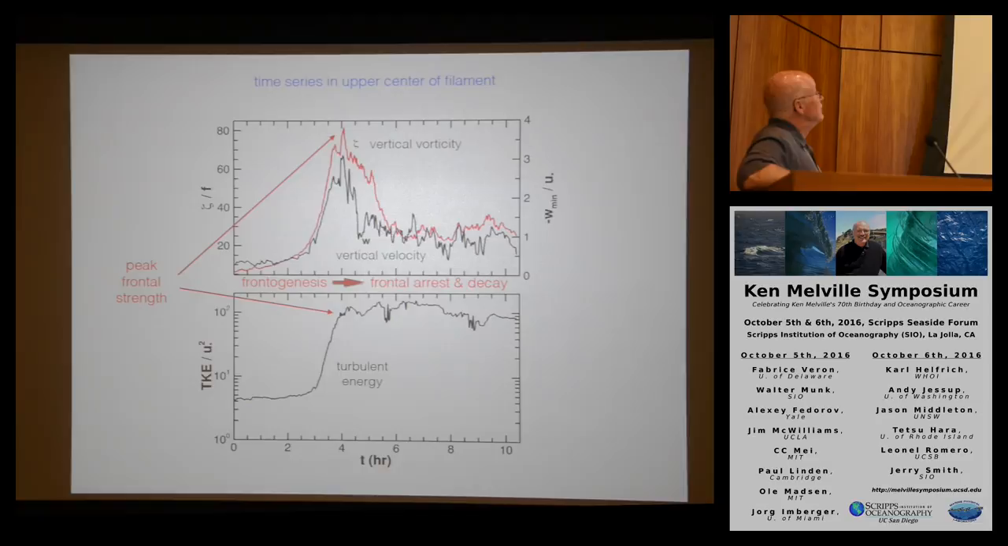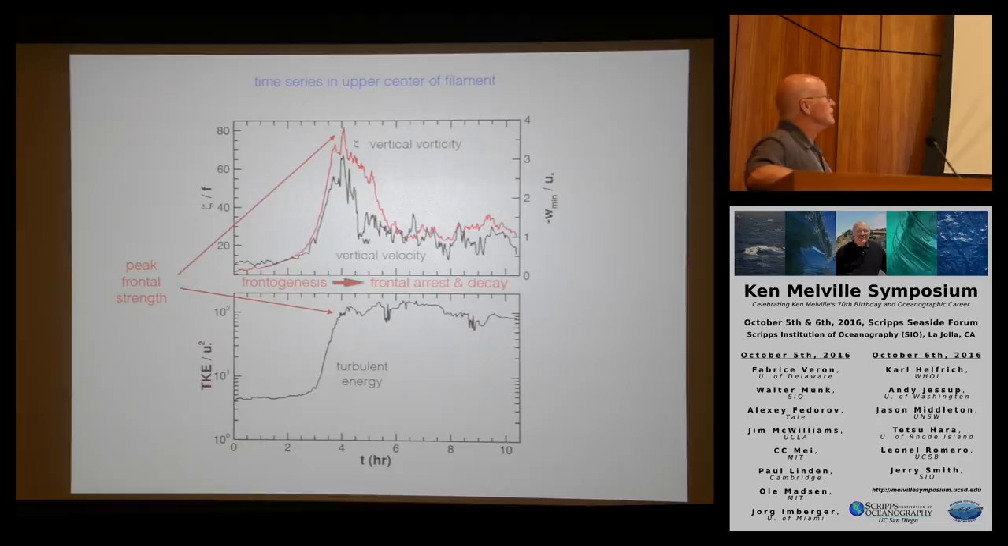The black curve is the vertical velocity, the downwelling in the center. It shows a similar behavior of intensification and decline. The bottom curve is the turbulent kinetic energy in the central region, and it shows more than an order of magnitude increase due to this frontogenesis.